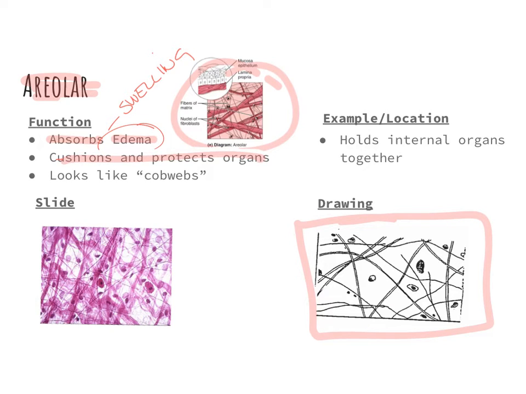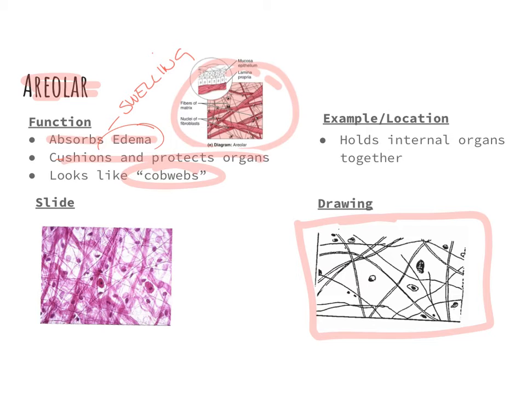Okay, and then it also looks like cobwebs. So if we do the pig's foot dissection, you'll actually see the areolar tissue, but it looks like cobwebs right under the skin, kind of holding everything together. And again, it's not rigid at all. It's very soft, almost looks fluffy, if you will.